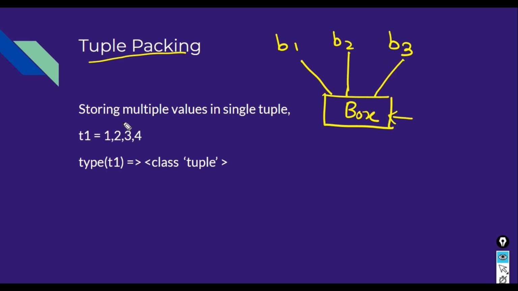In a similar way, when you want to store multiple values in a single variable, you have to use this tuple packing concept. Storing multiple values in a single tuple, this is tuple packing. Here I have taken four values and packed them in one tuple, that is T1. If you check the data type of this T1, you will find it is class tuple. We know that in a tuple, round brackets are not mandatory. If you don't give them, it is still a tuple. So this is tuple packing.